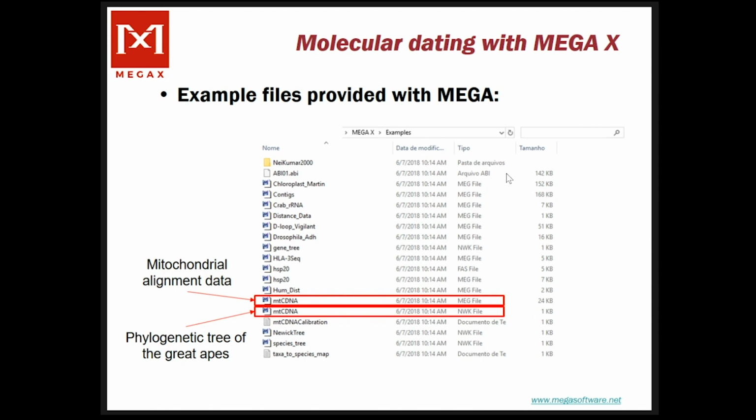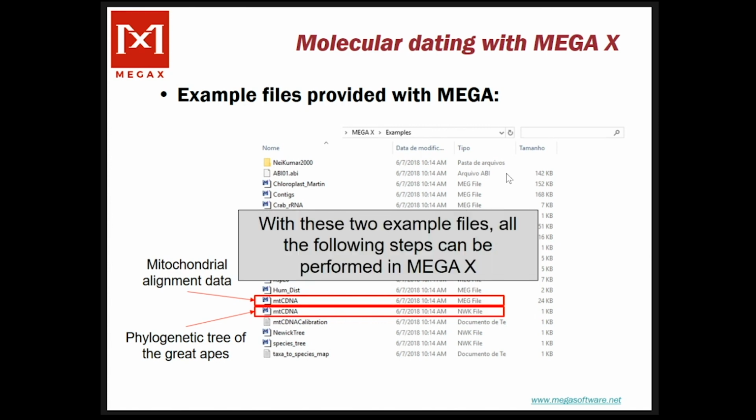Both of them are called mtDNA. One is a MAO file, the other is a Newick file. The MAO file is mitochondrial alignment data, and the Newick file is a phylogenetic tree of the great apes example that I have been showing you in the previous slides. And with these two example files, all the following steps can be performed in MEGA X.